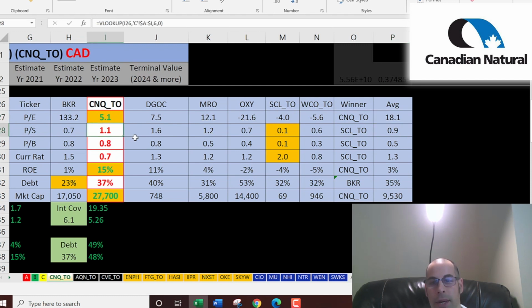Their price to sales ratio is worse than the average. The average is 0.9. They're at 1.1. Shawcor, a Canadian company, has the best price to sales, price to book, and current ratio. But they're not making any money. Our company has the best ROE at 15%. Lots of companies aren't even returning anything to their equity holders. Debt, the average is 35%, we're at 37%. So all the companies take on debt, but none of the companies are too leveraged. As long as they're around 50% or less, it's manageable.